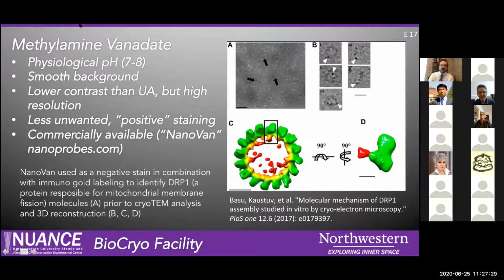Another commercially available stain is Nanovan, which again you can get through Nanoprobes. In this image here on the right, they used Nanovan in combination with immunogold labeling. Because it's physiologically compatible, it didn't disrupt the label. And so they were able to use this stain to prove that their gold labeling is actually working. And then they were able to take that into cryo-TEM and find their proteins and then do their reconstruction.